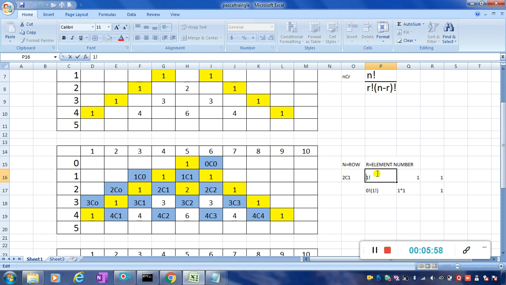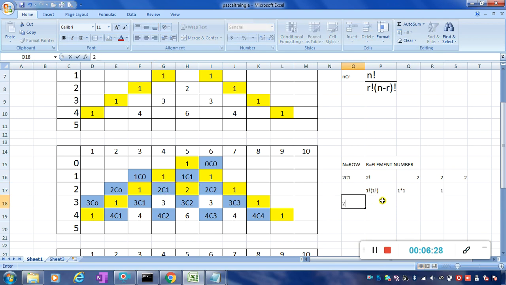2C1. So this is 2 factorial upon 1 factorial, and this is 2 minus 1, so that is 1 factorial. 2 factorial is 2, 1 factorial is 1, so this is 2 upon 1. So the output is nothing but 2. Okay, so 2C1 output is 2.